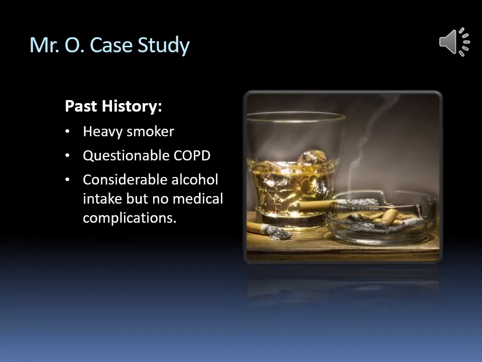Looking at Mr. O's past history, he was a heavy smoker with questionable COPD. He had considerable alcohol intake, but no medical complications. Looking at his previous function, he did very well. He was independent, did all of his own cooking, cleaning, laundry, and finances. He used no walking aid and went to the Legion 5 blocks away every day without any help.